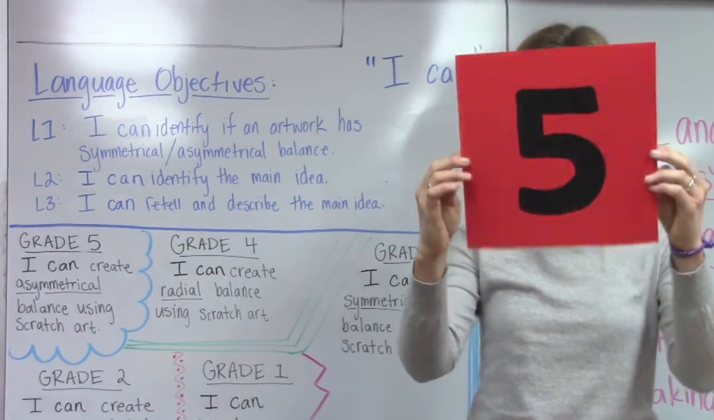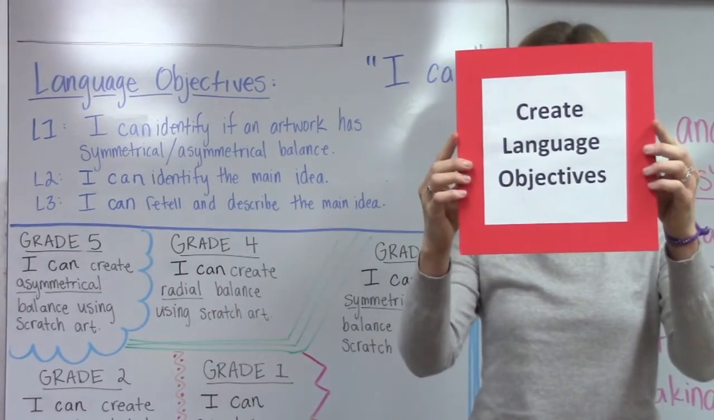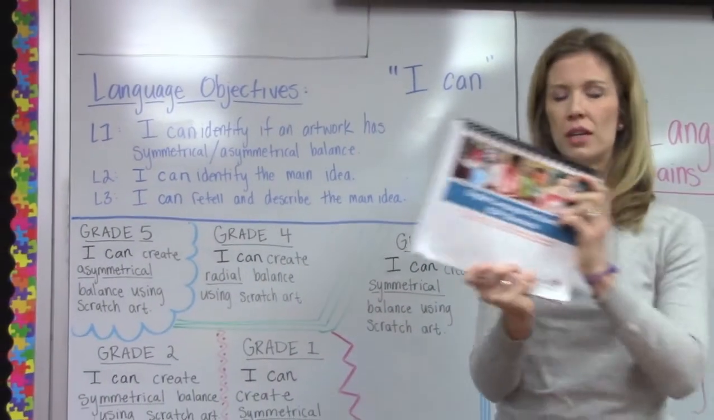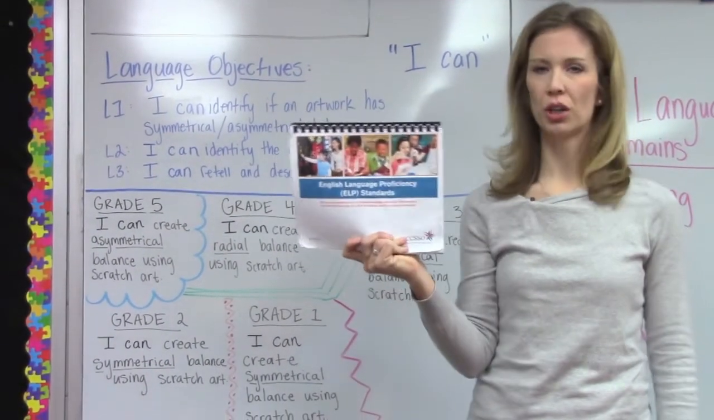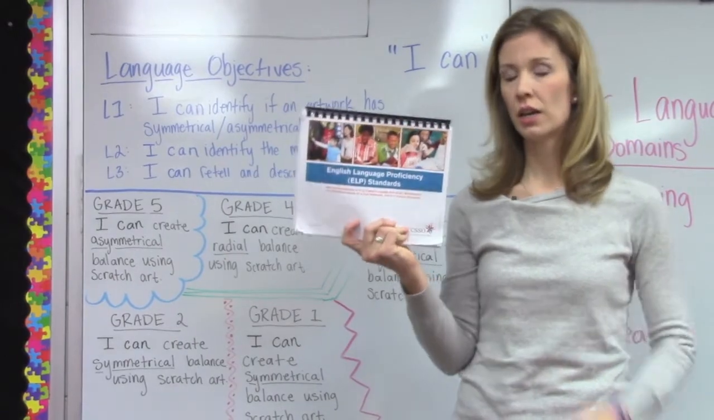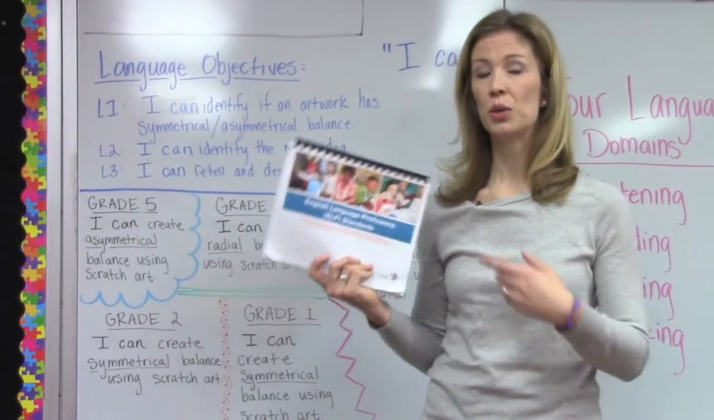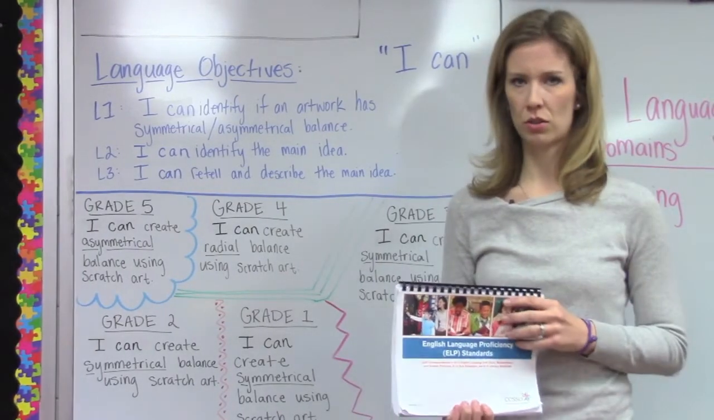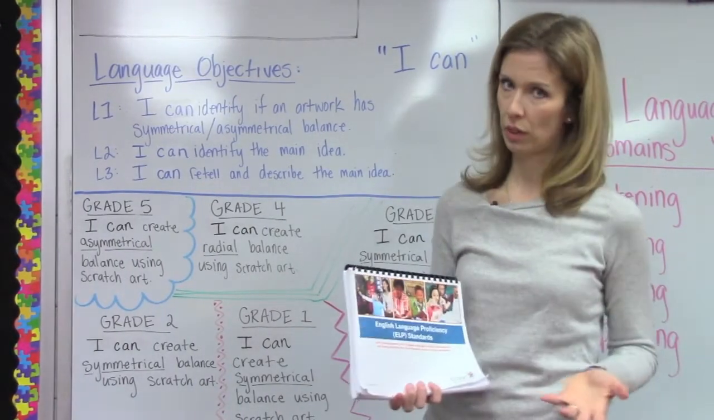Tip number 5, create language objectives. Language objectives can be created from the ELP standards, the English Learning Proficiency Standards, and I've included a link in your handout. You can download this entire packet for free, and they're full of 10 basic standards that are important to teach to language learners.